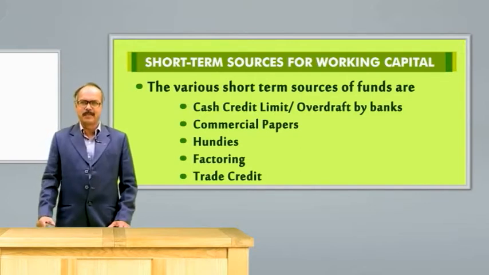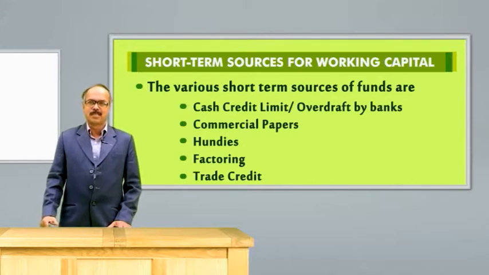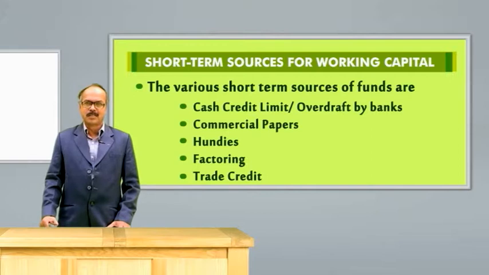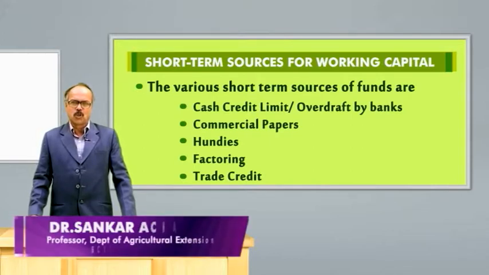What is cash credit limit? It is an overdraft by the banks, a form of loan provided by a bank. This is a cheaper means of funds, as interest is payable only on the amount which is withdrawn on a particular date. And commercial papers, what is commercial paper? Commercial paper is an unsecured short-term debt instrument issued by a company, typically for the financing of accounts receivable, inventories and meeting short-term liabilities. Hundis are a very traditional, ancient source of financing for short-term funds.